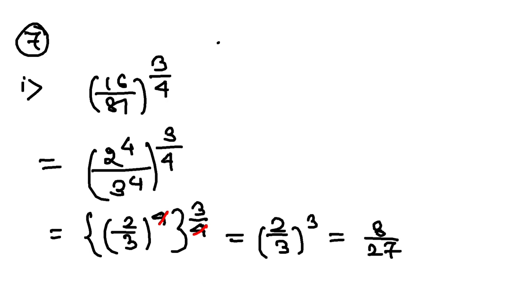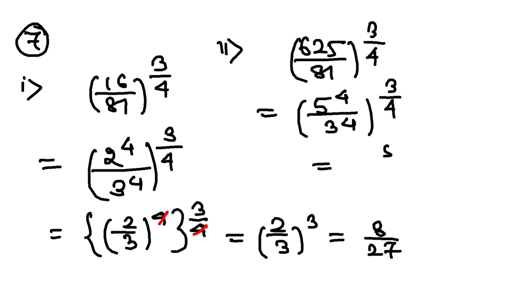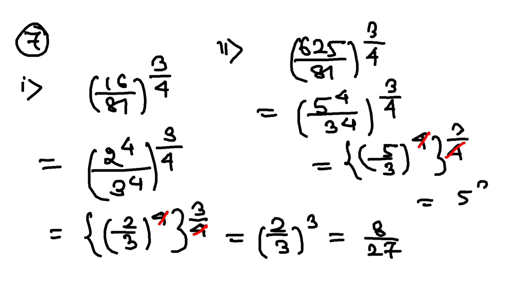Okay. Now number 2, we have 625 by 81 whole to the power 3 by 4. We know that 625 is 5 to the power 4. Again 81 is 3 to the power 4, whole to the power 3 by 4. Just like the previous one, 5 by 3 whole to the power 4. Outside I have 3 by 4 rather. 4 and 4 cancelled again. So now I am left with 5 cube by 3 cube. 5 cube is 125 and 3 cube is 27 again. Alright, this is 1 and 2. Now let's go to 3.